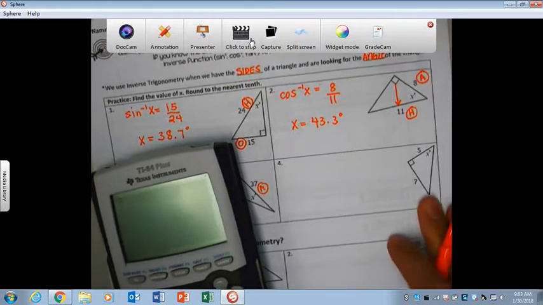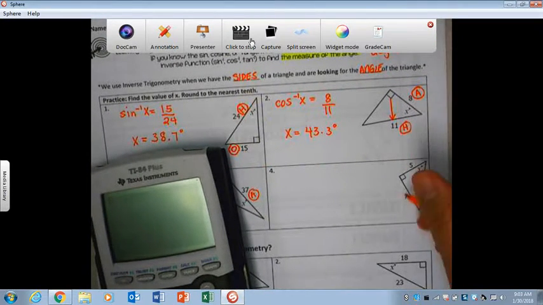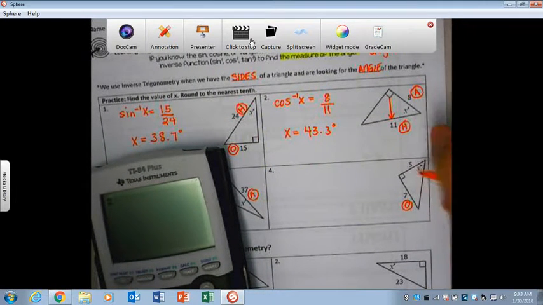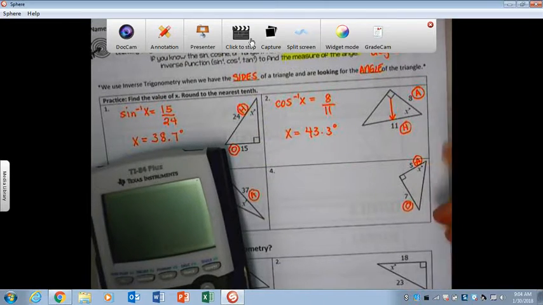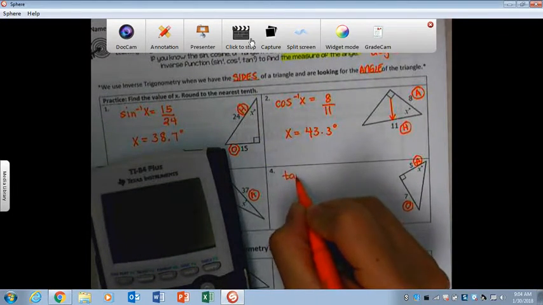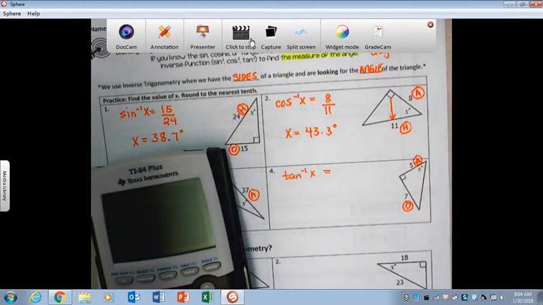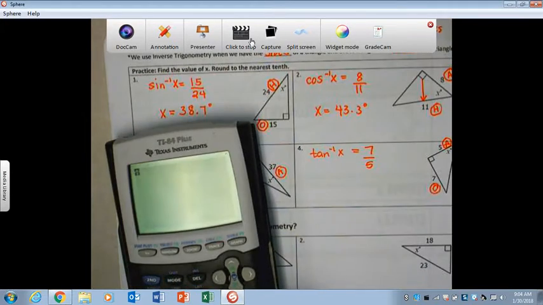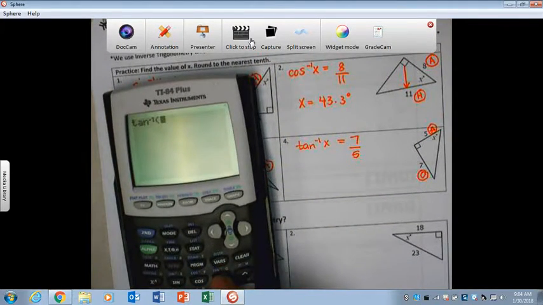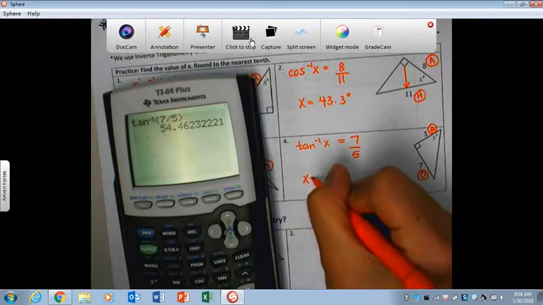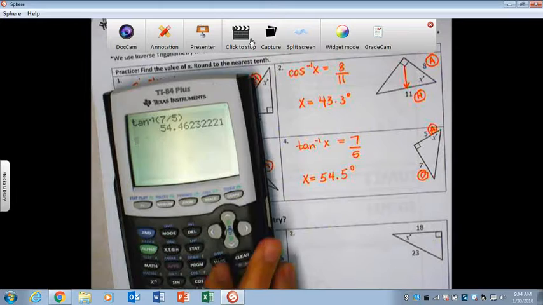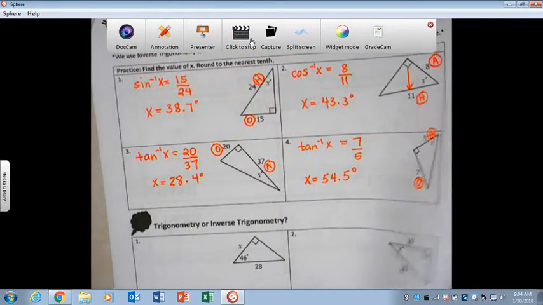Number 4. Alright, label. Okay, so this is your opposite, this is your adjacent, and again we're going to be working with tangent. So inverse tangent 7 over 5. I'm going to press our calculator, press second, tangent 7 over 5, enter. Our angle is going to be 54.5 degrees.